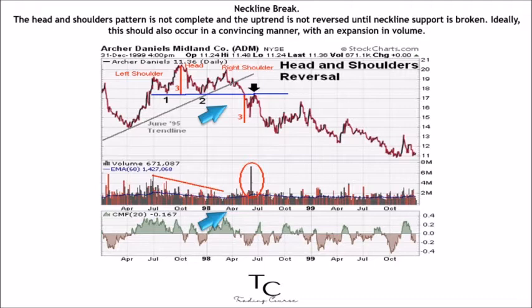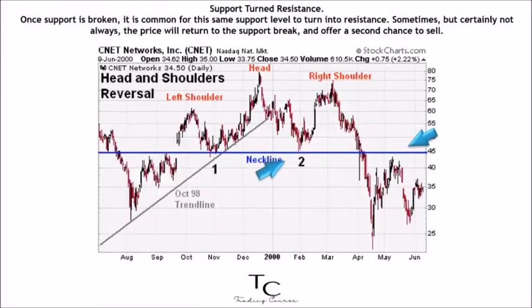Neckline break. The head and shoulders pattern is not complete and the uptrend is not reversed until neckline support is broken. Ideally, this should also occur in a convincing manner, with an expansion in volume.